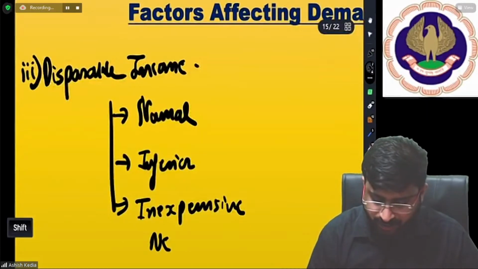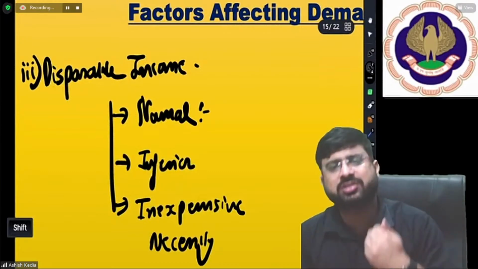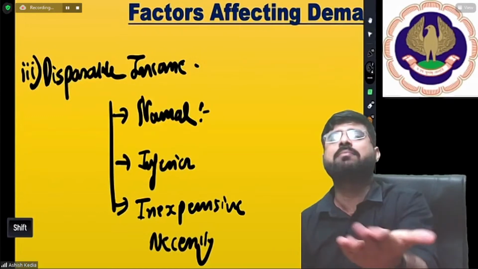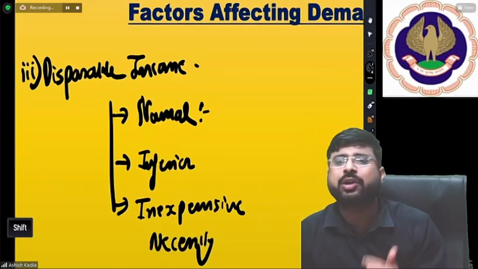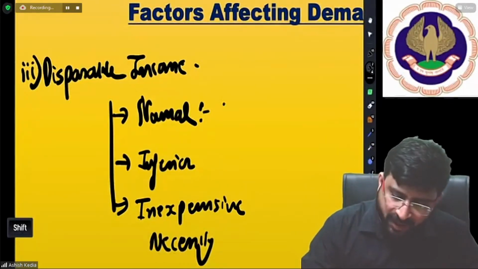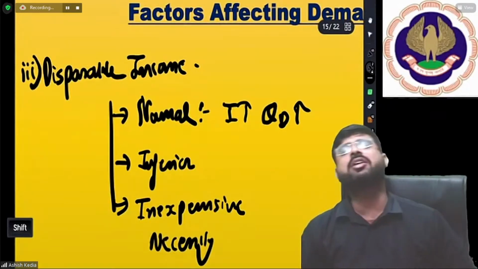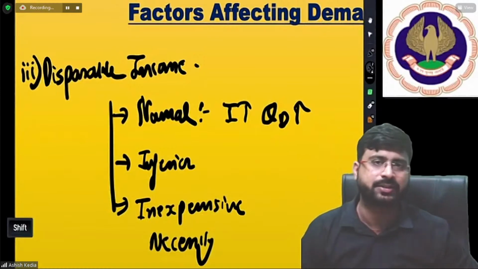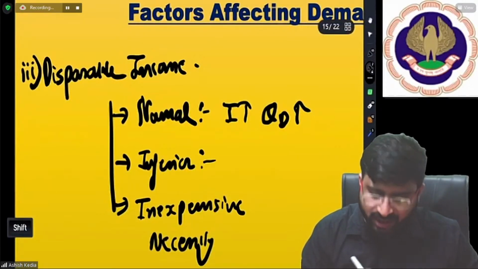Okay, inexpensive necessity, I'll give you an example. What is a normal commodity? Like clothes, traveling. So think of this: if your income rises, will you buy more clothes or fewer clothes? You will buy more. So if income rises, for normal commodities, quantity demanded will rise. Okay?